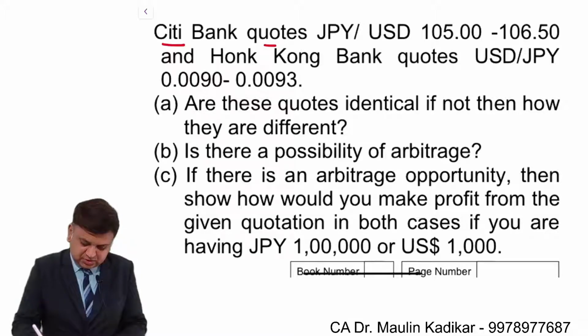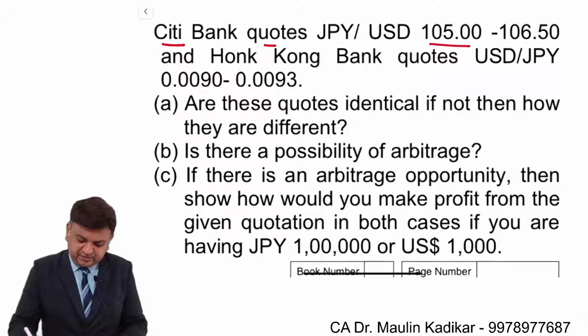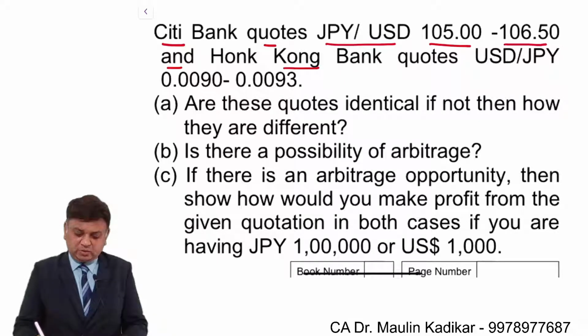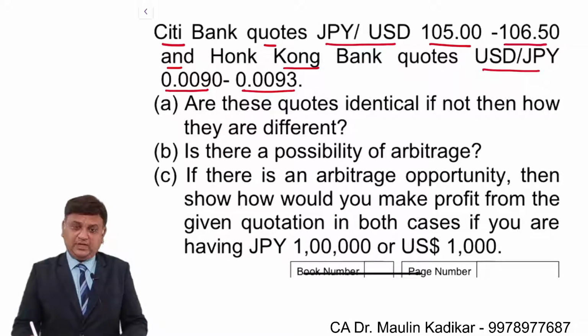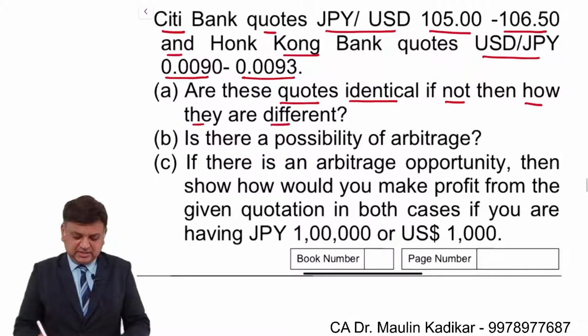Citi Bank quotes an exchange rate 105 slash 106.5 yen per dollar, and Hong Kong Bank quotes 0.0090 slash 0.0093 dollar per yen. Are these quotes identical? If not, then how are they different? That is the first question.